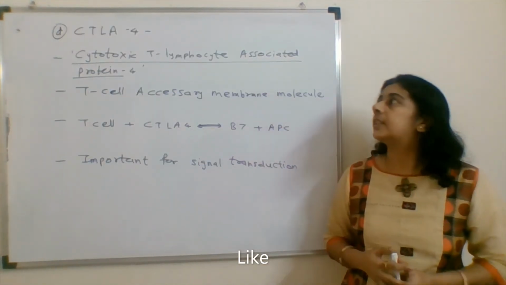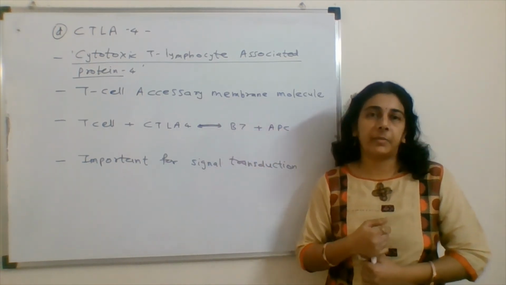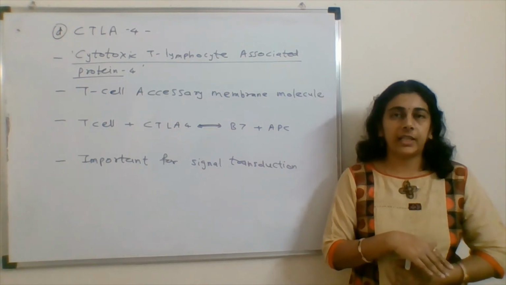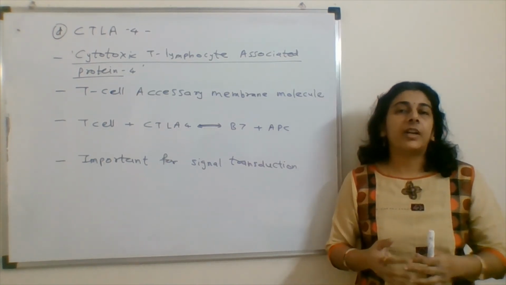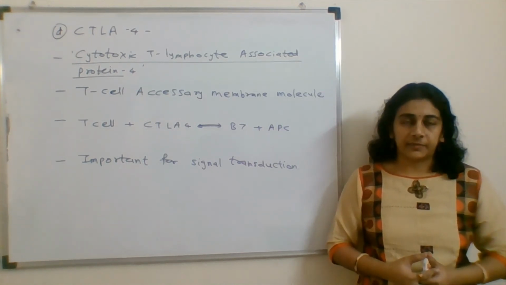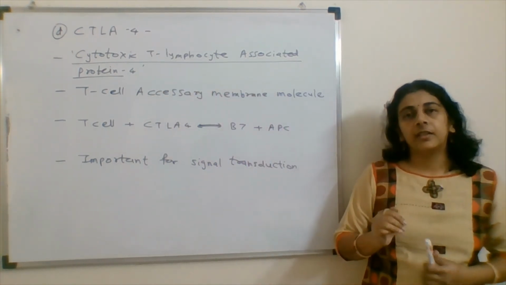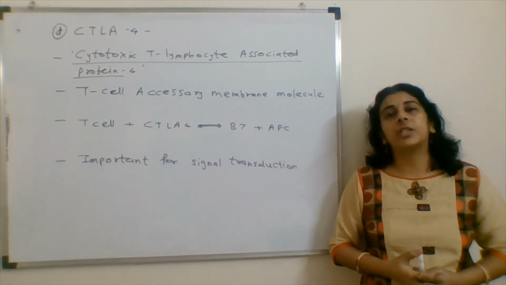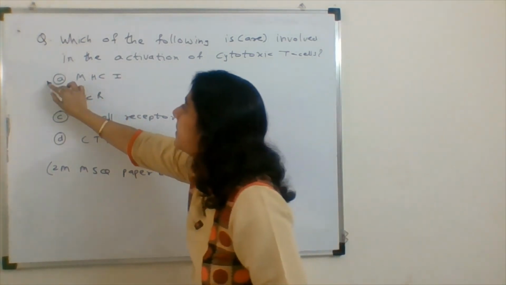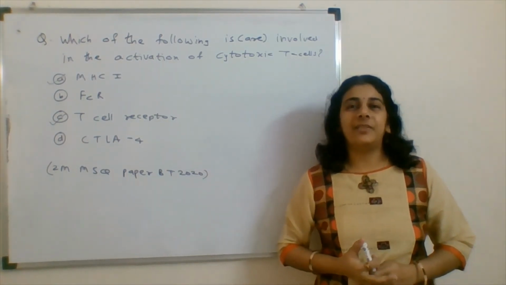Now coming to the last option, that is D, CTLA-4. This is a cell surface protein. This is an accessory membrane molecule which is present on the T cell, which interacts with the B7 molecule present on the antigen presenting cell. This interaction is required for signal transduction in the T cell. So this is not involved in the T cell activation. The full form of CTLA-4 is cytotoxic T lymphocyte associated protein 4. So it has some accessory role in the functioning of the T cell. Yes, the answer for this question becomes MHC1 and T cell receptor. These are the two options which are the correct answer for this MSQ.